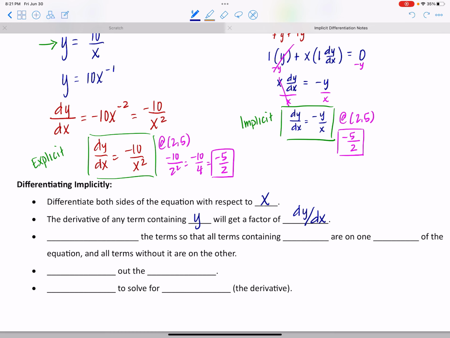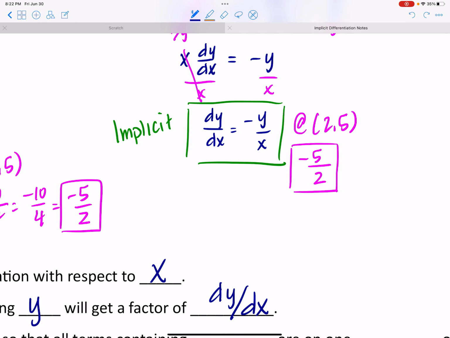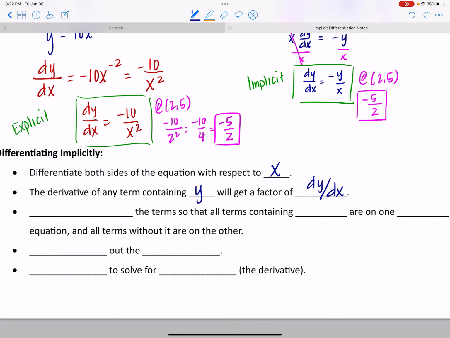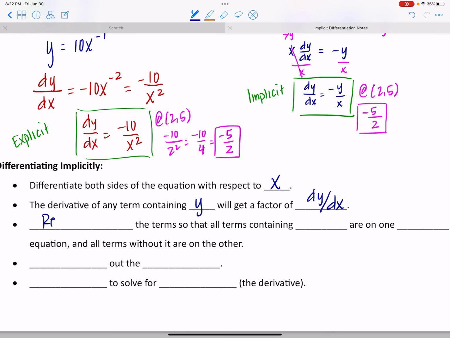Okay, so basically that's happening because of the chain rule. So once we've done all the differentiation rules, and we put in our dy dx wherever it needs to be, it's possible you end up with multiple terms that have a dy dx, and you're going to try to solve for that because that's what we want. We want a derivative of y with respect to x. And so we're going to rearrange our equation.